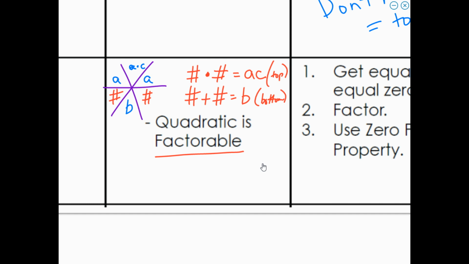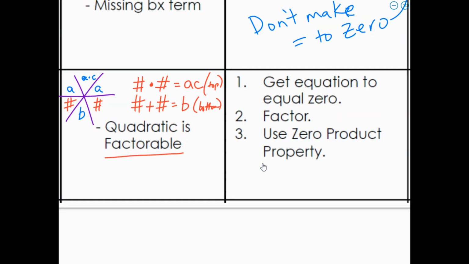So that's the quick refresher notes on how you factor. In this one, if you're going to factor, you do have to make it equal to 0. It has to equal 0 before you can factor it, because you can't use the zero product property if it doesn't equal 0.